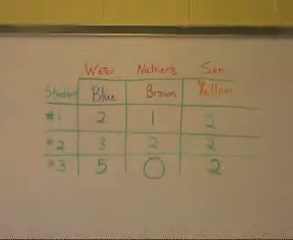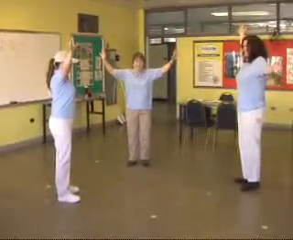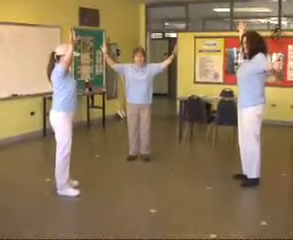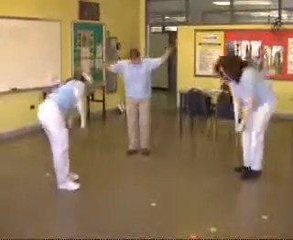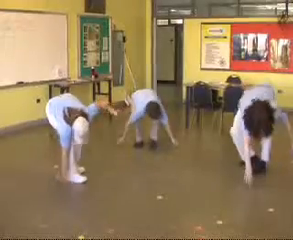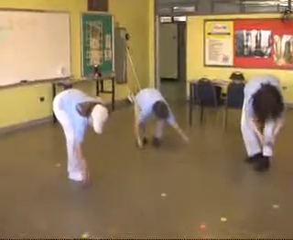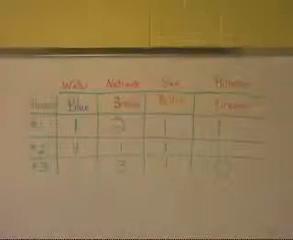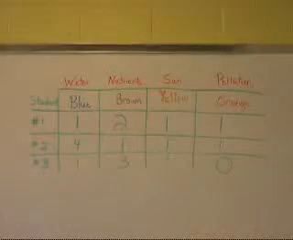Note tree number 3 got no nutrients. Play another round using a fourth colored card. Ready, set, go. The new colored card represents pollution. Lead your students in a discussion about how pollution can affect trees.